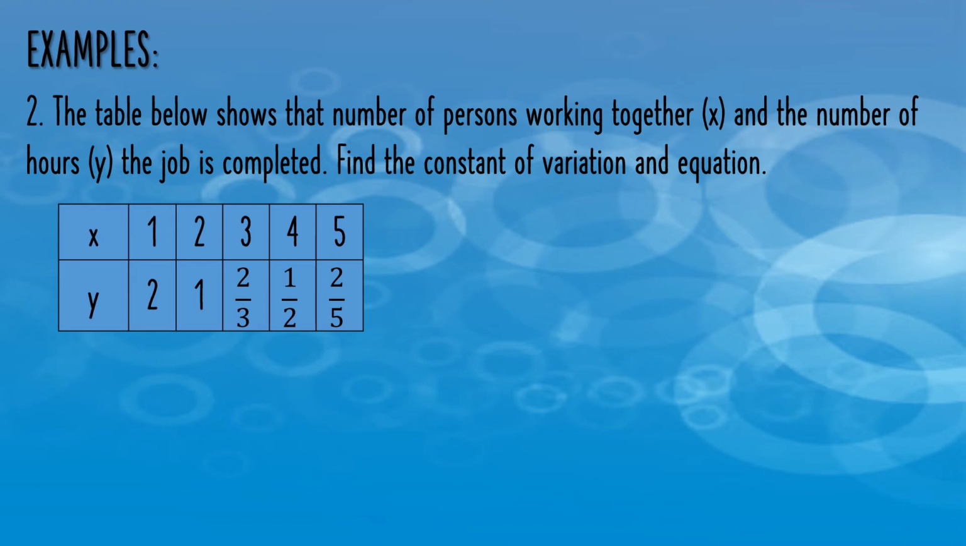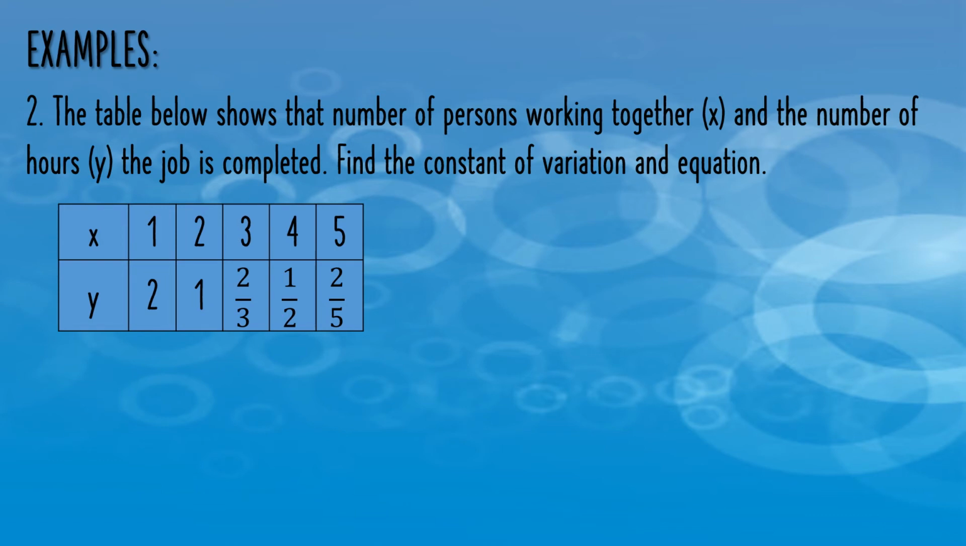Second example, the table below shows the number of persons working together, represented as the variable x, and the number of hours, represented by the variable y, the job is completed. Find the constant of variation and equation.